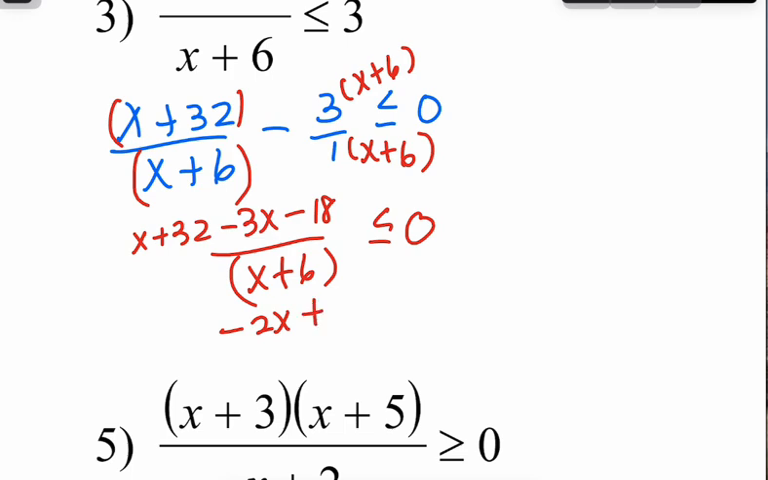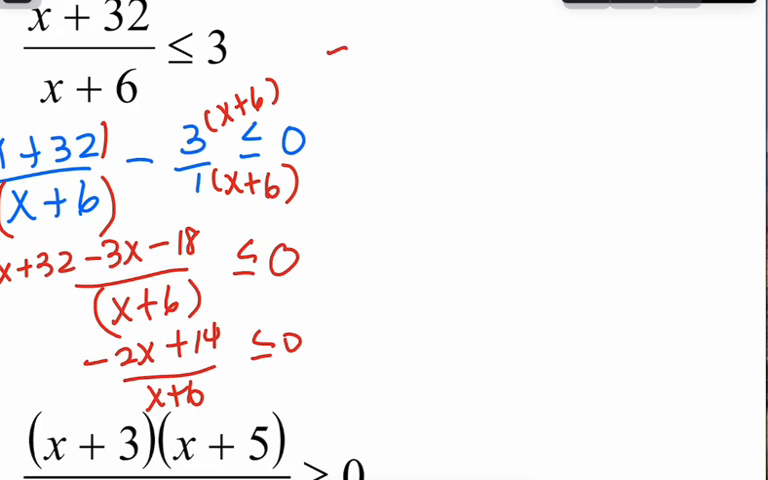We get negative 2x plus 14 over x plus 6. Now, let's talk for a moment of what we did in the notes yesterday. In the notes yesterday, I said, first thing, it has to be related to 0. Second thing, it has to be in factored form. This top can be factored by removing a 2, and I get x minus 7.